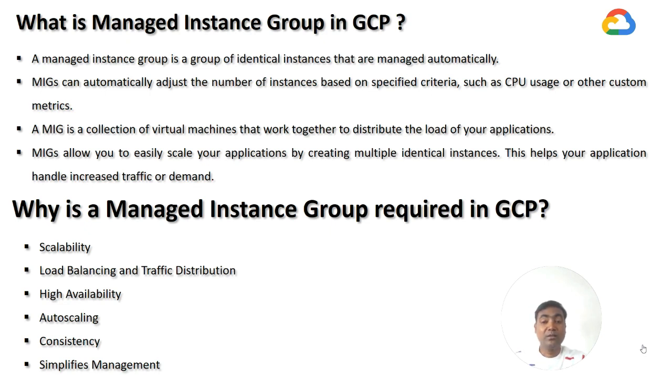If any one of your nodes is unhealthy, then it automatically detects and replaces the unhealthy VM. And guys, the scalability: MIG can automatically scale up or down the number of VMs in the group based on demand, ensuring that you always have the right amount of resources for your workload.